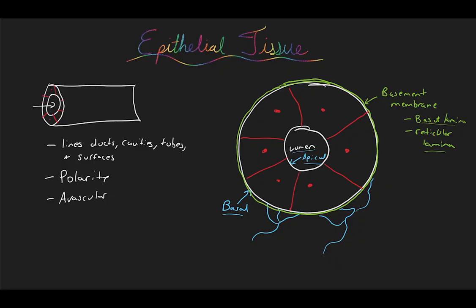So the epithelial tissue sits on that basement membrane, and it's also one of the ways to dictate that polarity. Our basal side is on the side with that basement membrane. Now, these blood vessels cannot penetrate through that basement membrane. So that's why the epithelial tissue itself is avascular.